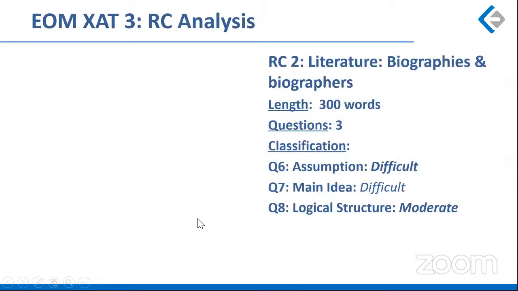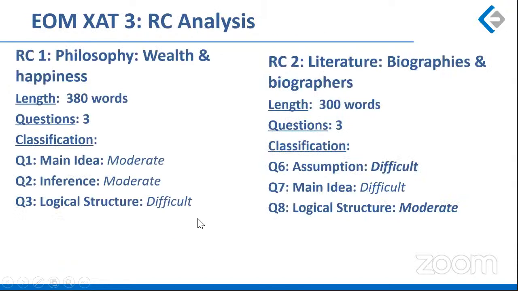Okay. Let's understand the various RCs and what we should have chosen. So the first RC, which was based on wealth and happiness, had abstract language. Though the number of words was very few, 380 words, not a lengthy passage, it would just take you a few minutes to read. But then understanding it required care. You had to read.